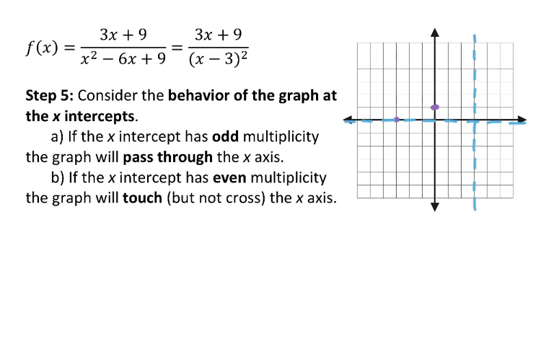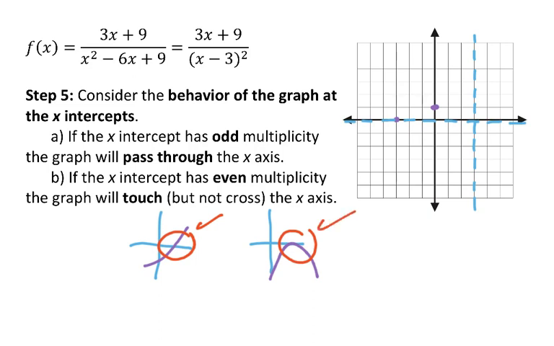Now we're going to examine the behavior of the graph at the x-intercepts. So as a graph approaches an x-intercept, there's one of two things that can happen. The graph can either pass through the x-axis at that intercept, or it can touch the x-axis at that x-intercept but not cross it and kind of bounce off it. In one case, if you focus very narrowly right near the x-intercept, it looks kind of like a line. In the other case, it looks kind of like a parabola. If the x-intercept has odd multiplicity, the graph will pass through the axis, like this case. If the x-intercept has even multiplicity, the graph will touch but not cross the x-axis, like this case.